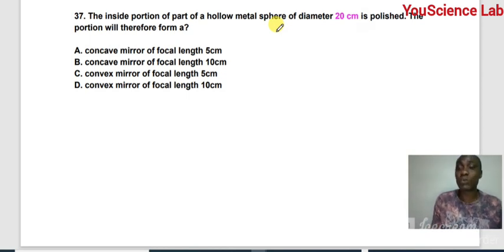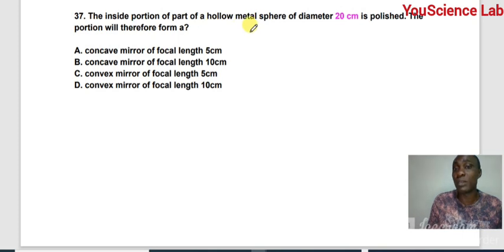Now, this is one question that I've seen that has even given professionals some kind of problem. Some people do not understand that a polished side of a mirror is the reflecting side. Some people think that the side that is polished is actually the silver side. No, a reflecting surface is always polished and shining. So the side that is polished is the reflecting surface.